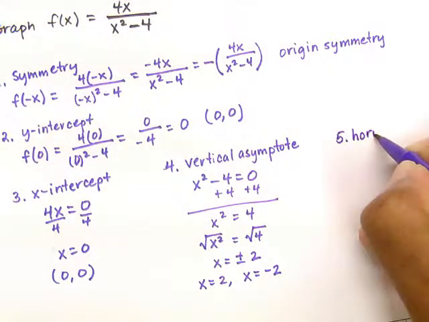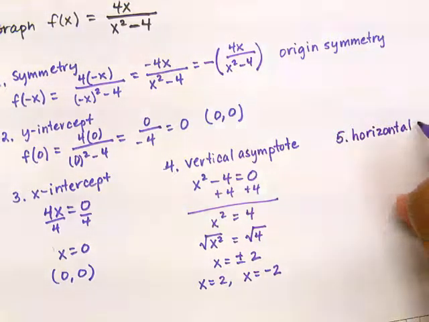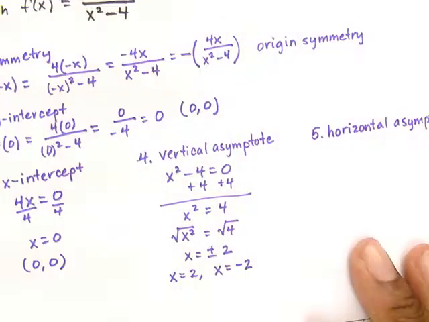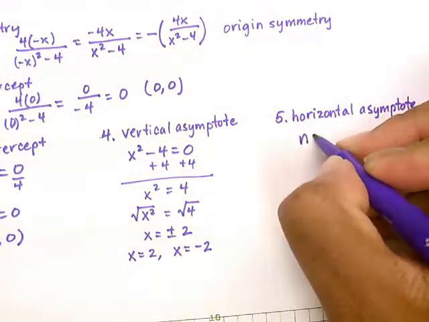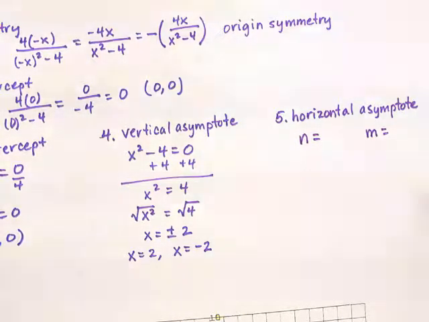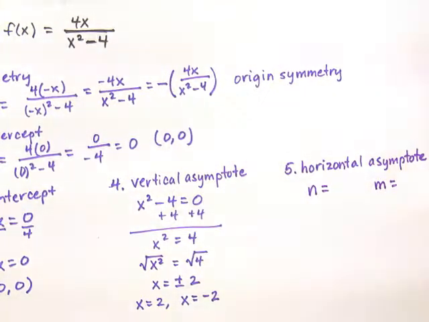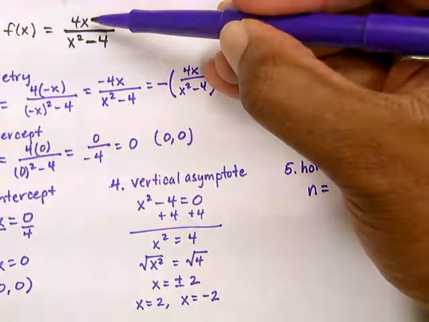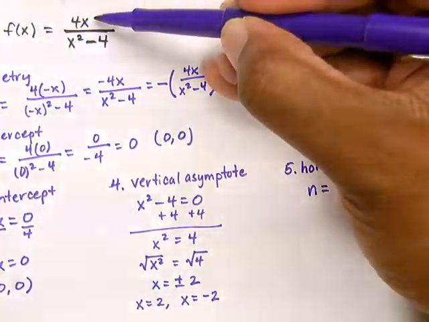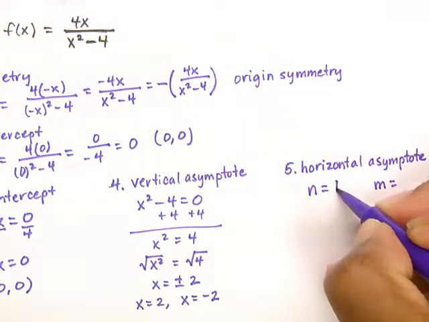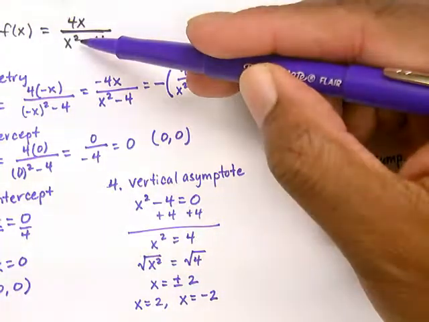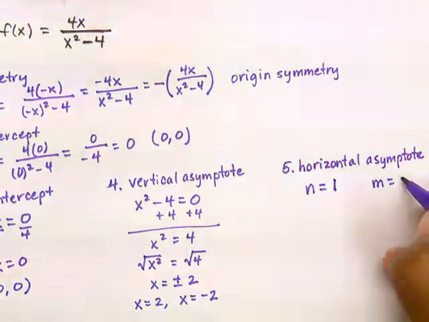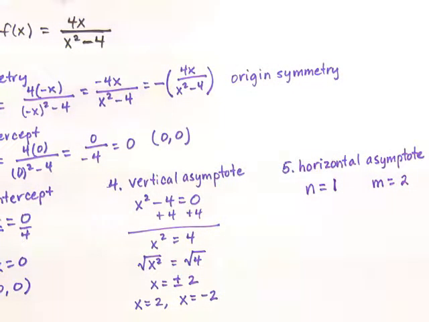Step number 5 is finding the horizontal asymptote. Now, to find the horizontal asymptote, we have to compare two things, n and m. The n is going to be the highest exponent in the numerator. In this case, the highest exponent in that numerator is the understood 1. So n is equal to 1. The m is the highest exponent in the denominator. In this case, the highest exponent in the denominator is 2. So m is equal to 2.